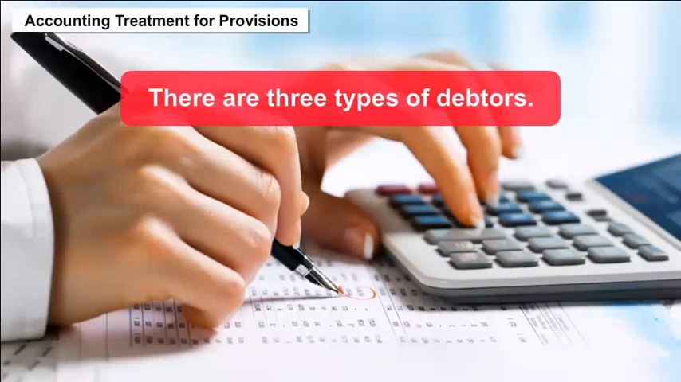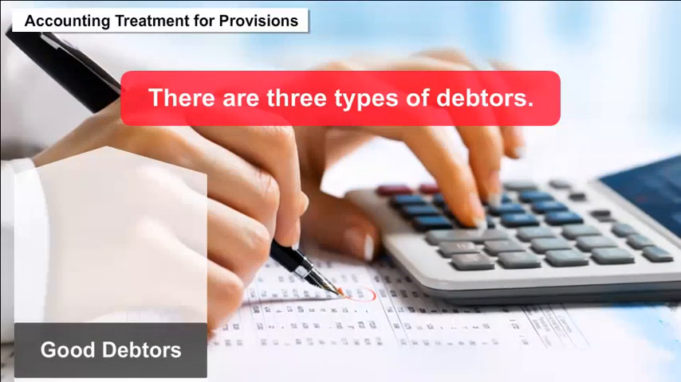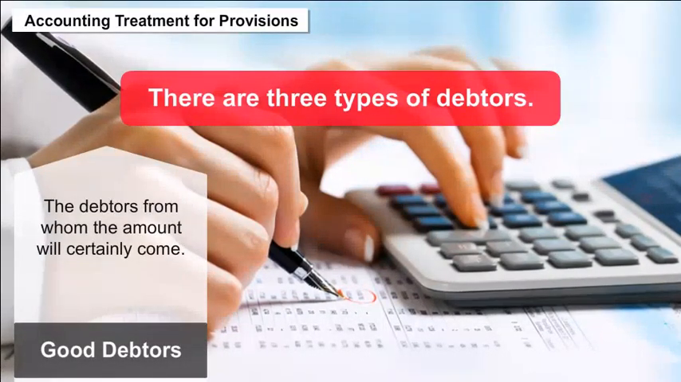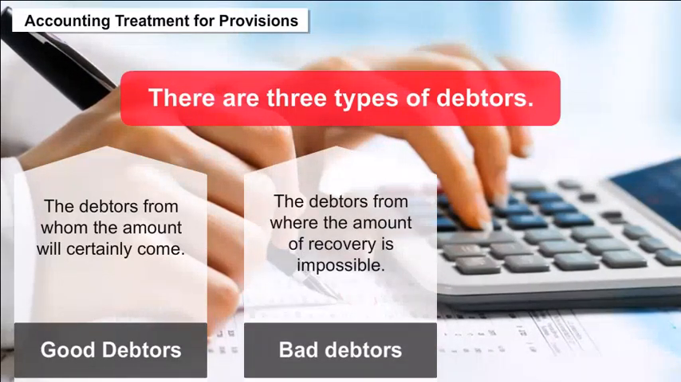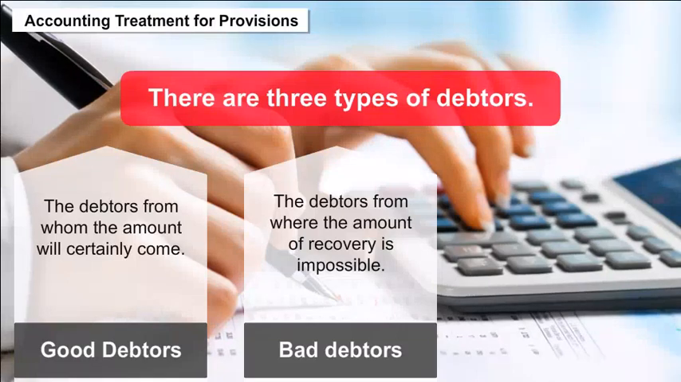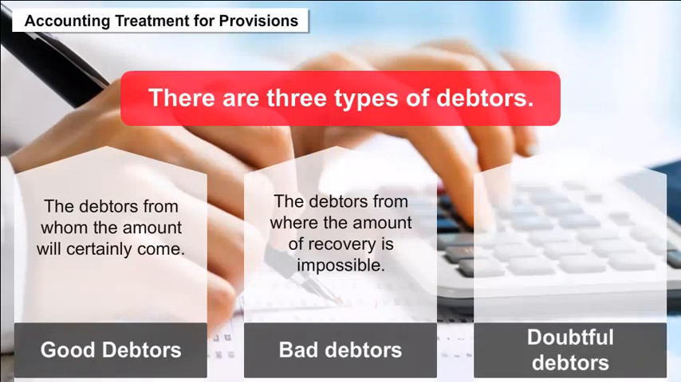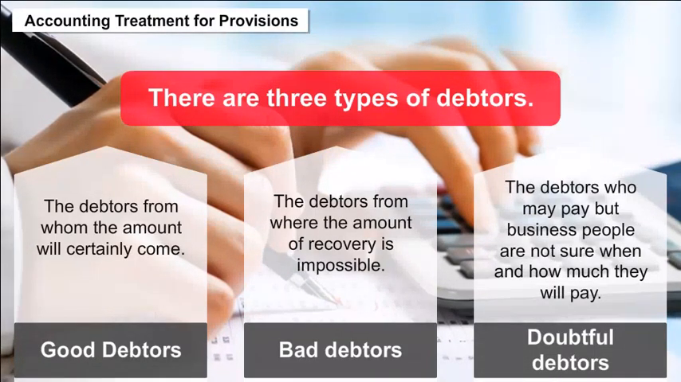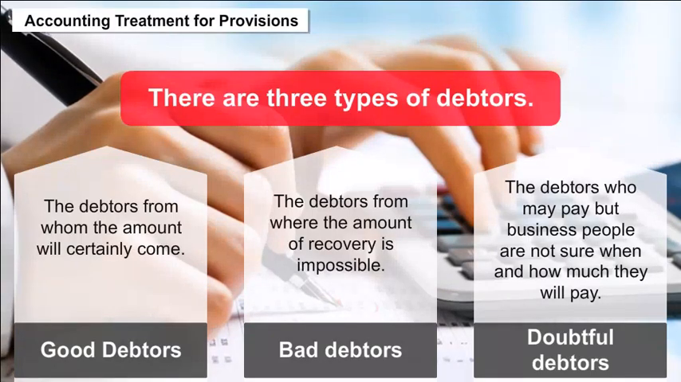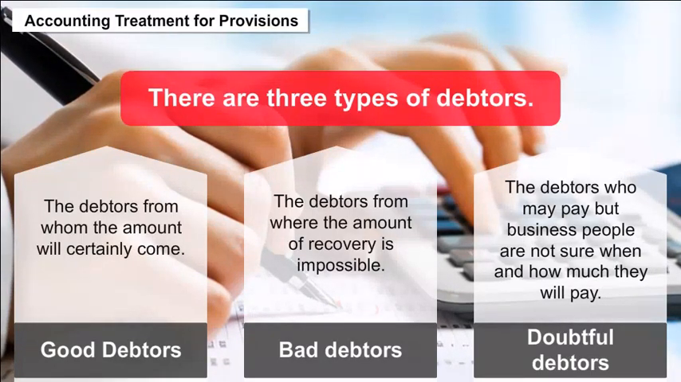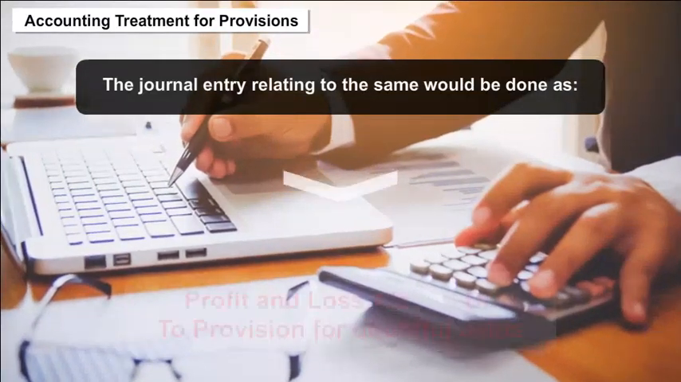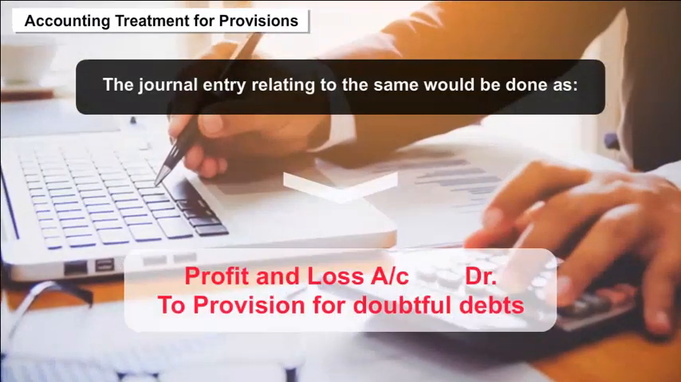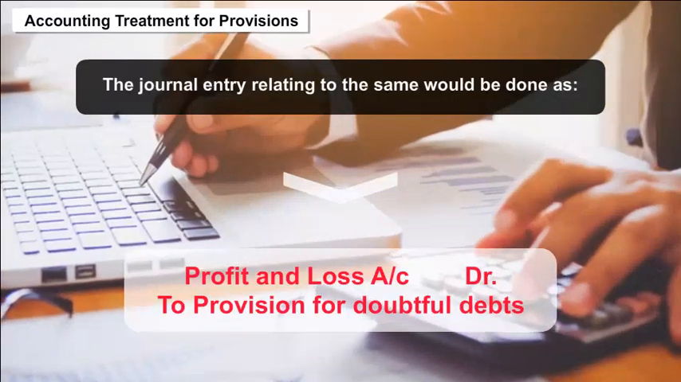There are three types of debtors. Good debtors, the debtors from whom the amount will certainly come. Bad debtors, the debtors from whom recovery of the amount is impossible. Doubtful debtors, the debtors who may pay but business people are not sure when and how much they will pay. The journal entry relating to the same would be done as profit and loss account debit to provision for doubtful debts.